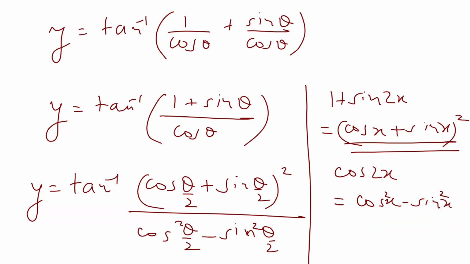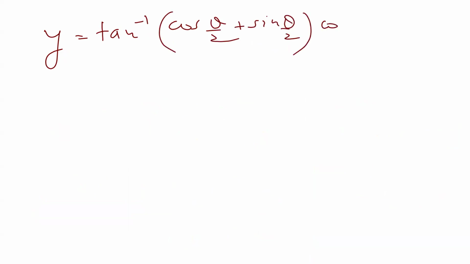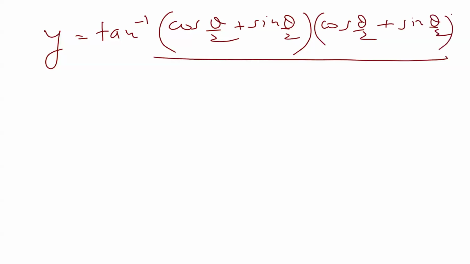So at the top, we are going to write a plus b the whole square as a plus b into a plus b, and down a square minus b square as a minus b into a plus b. Okay, so we applied half angle at the top, half angle at the bottom. Formulae are written on the right hand side. See both the formulae, and theta becomes theta by 2. So y is equal to tan inverse of cos theta by 2 plus sin theta by 2 into cos theta by 2 plus sin theta by 2, and down a square minus b square.